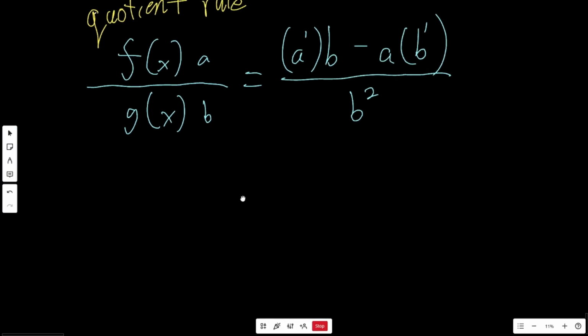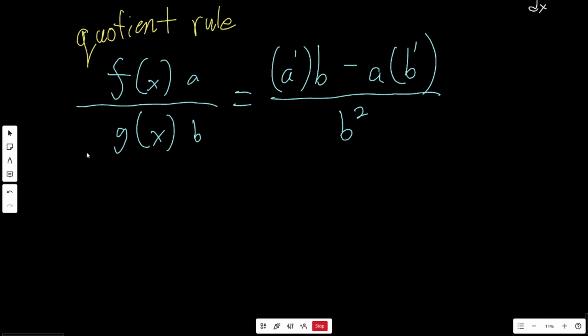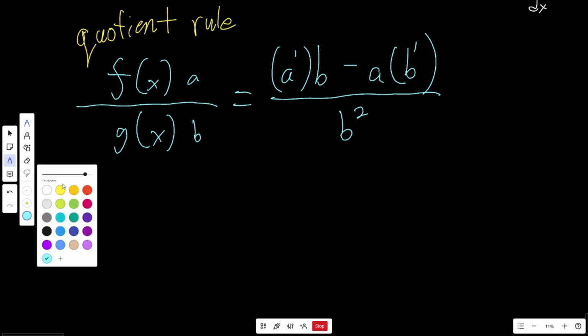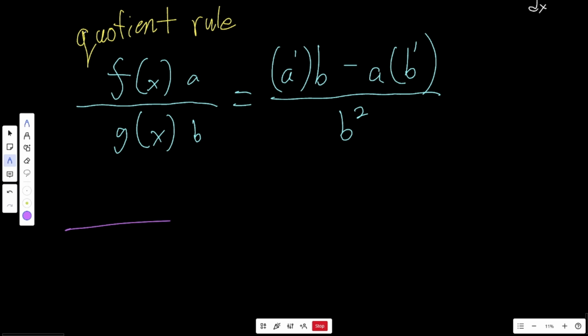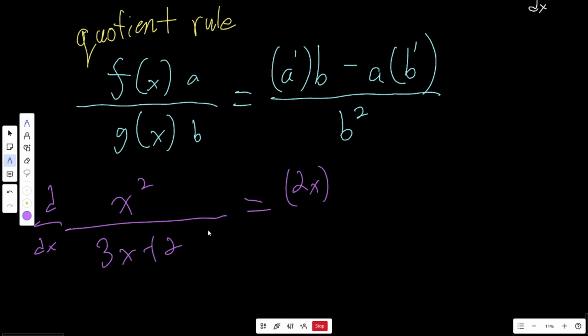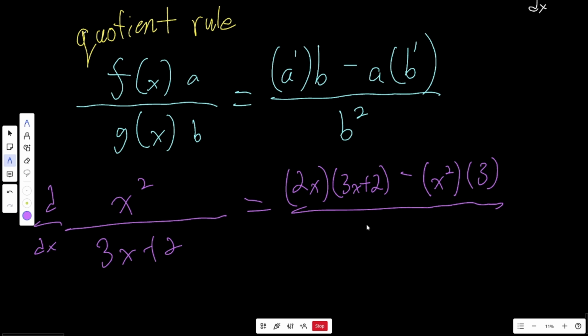So let's try an application of the quotient rule. Consider, for example, x squared divided by 3x plus 2. So the derivative of this would be x squared's derivative first, so 2x times b, which is 3x plus 2, minus x squared times the derivative of b, which is 3, all over 3x plus 2 squared.